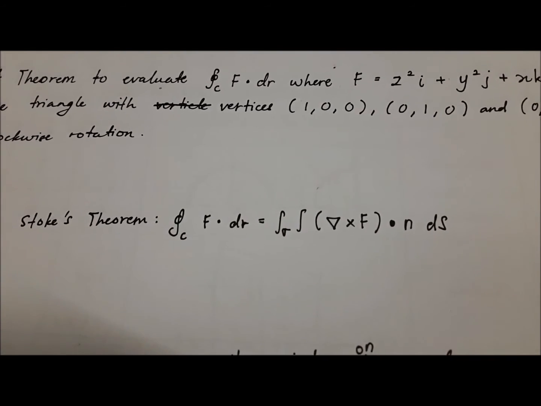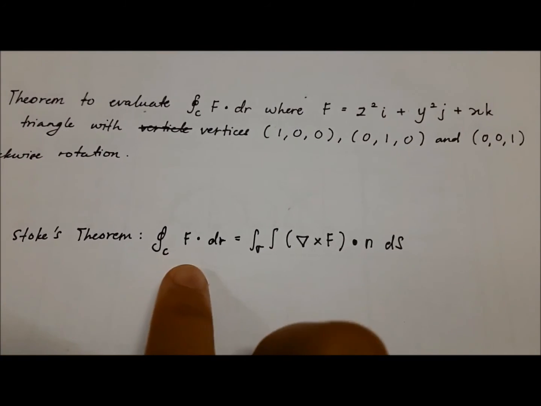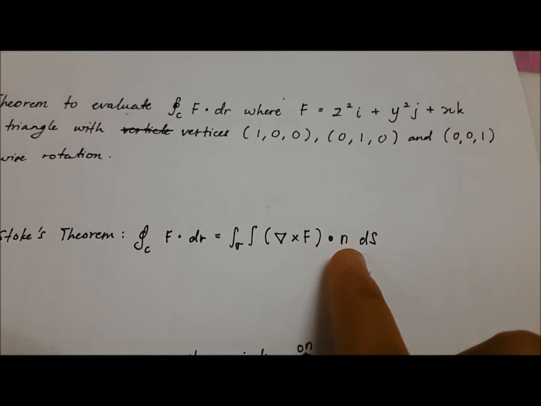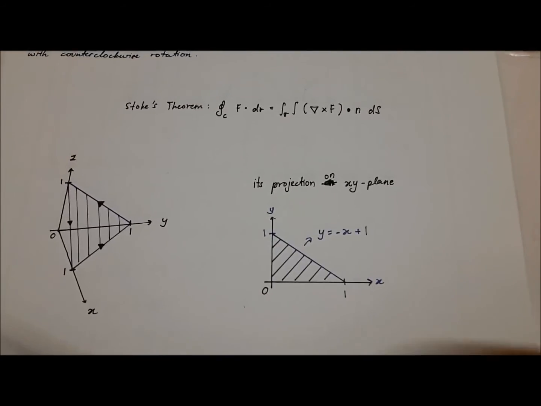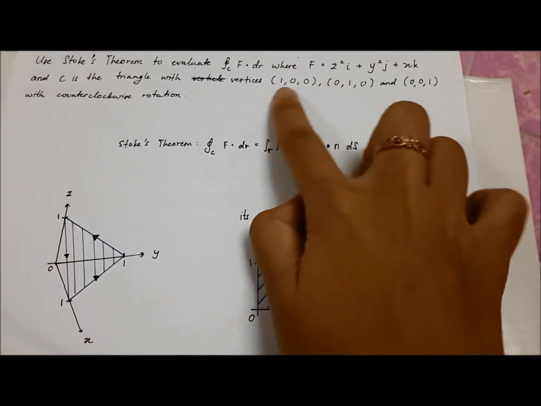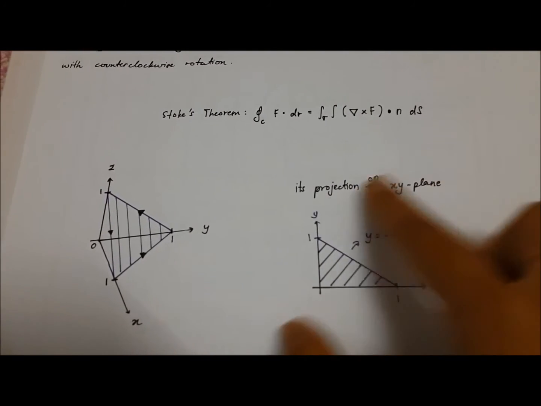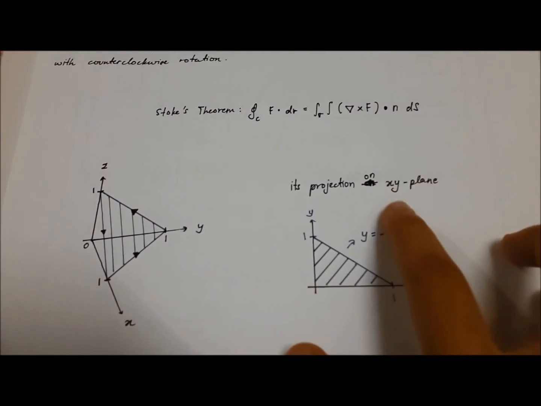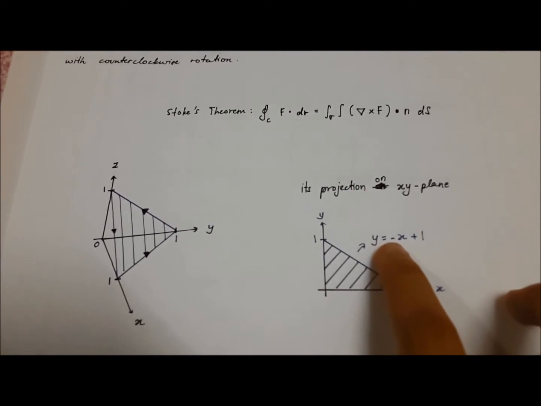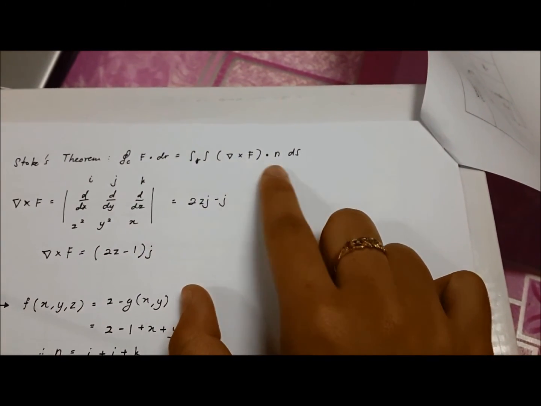First, to solve this question, we must know the Stokes Theorem equation, which is this: the integral of F dot dr equals the double integral of curl F dot n. Secondly, I sketch the triangle as the question mentioned in the coordinates, and this is the projection on the xy plane, where the equation is y equal to negative x plus 1. So to solve this problem, we need to find curl F and n.